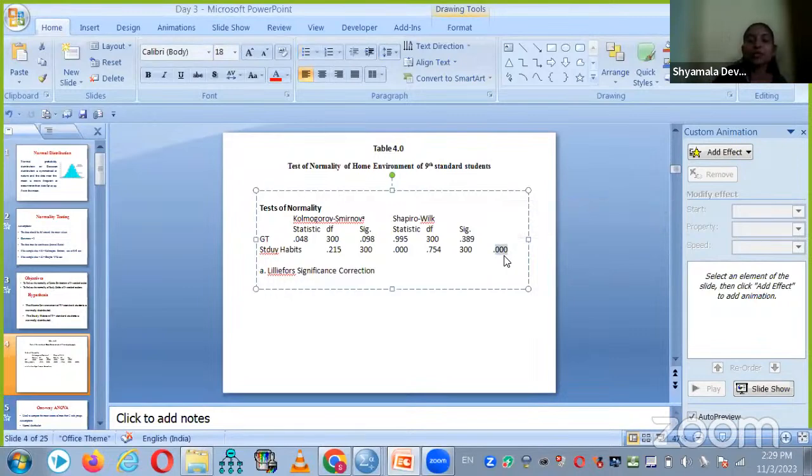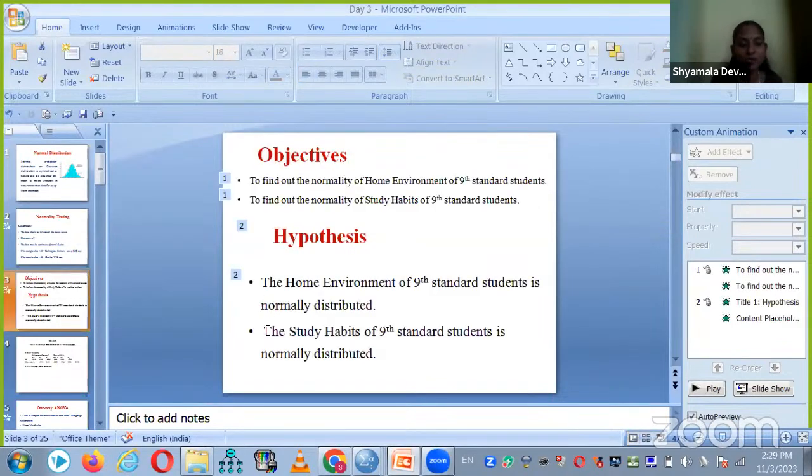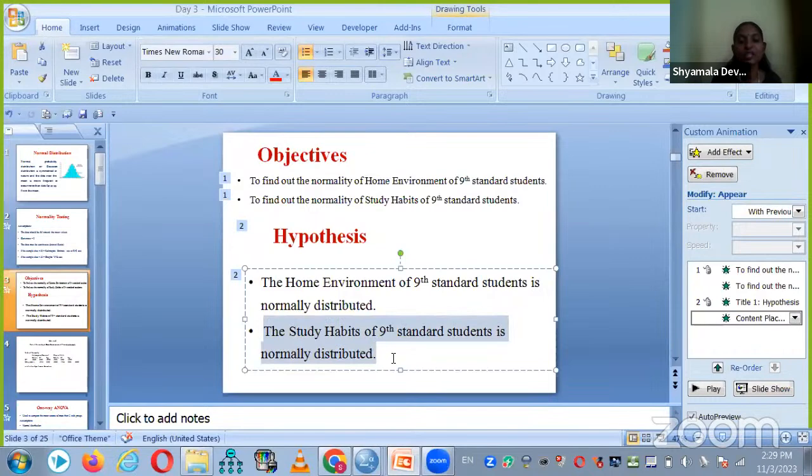So from the above table, it is observed that the p-value for study habits is less than 0.05. So we have to reject the hypothesis. Rejecting the hypothesis means the study habits of 9th standard students is not normally distributed. So this is how you have to interpret. I hope you understand how to check the normality of a distribution and how to write objectives and hypotheses, as well as how to write the interpretation with the help of the table values.